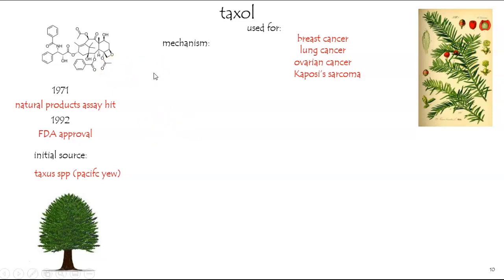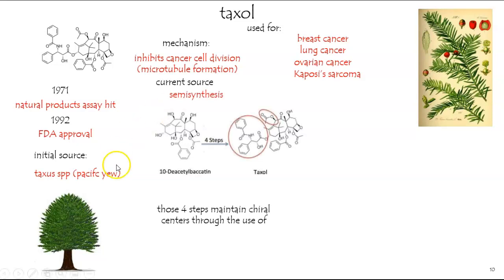The mechanism of action is believed to be inhibition of microtubule formation, which form in cancer cells. The current source is now semi-synthetic. This structure was difficult to obtain in quantity from the Pacific yew directly. It is now obtained semi-synthetically, which is almost always a much greener, environmentally friendly technique compared to total synthesis.